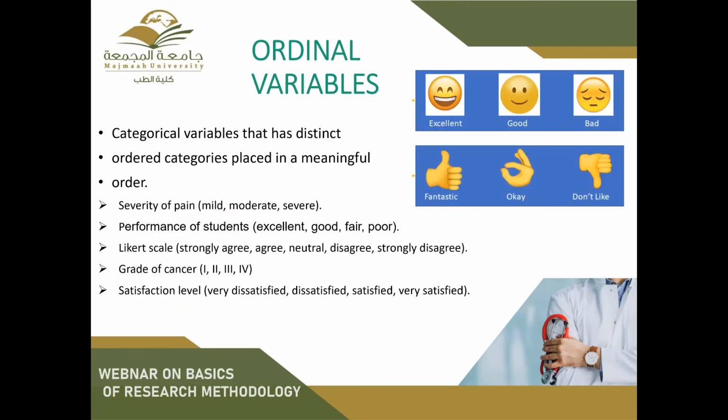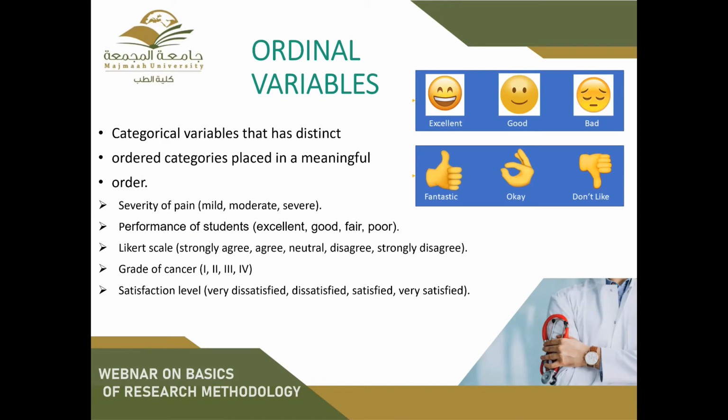Whereas in ordinal variables, ordering has a meaning. A hierarchy has a meaning. Severity of a pain: it starts from mild, it went to moderate, and then severe. Performance of the student: excellent, good, which we are aware of. It starts with strongly agree, then agree, neutral, disagree, strongly disagree. Grades of a cancer, 1, 2, 3, 4, and satisfaction level.